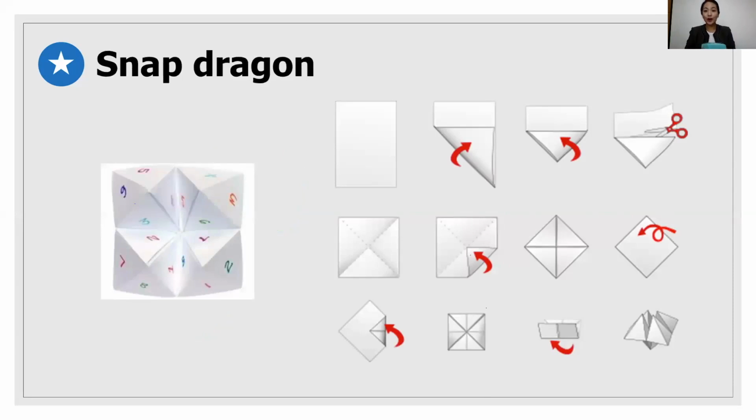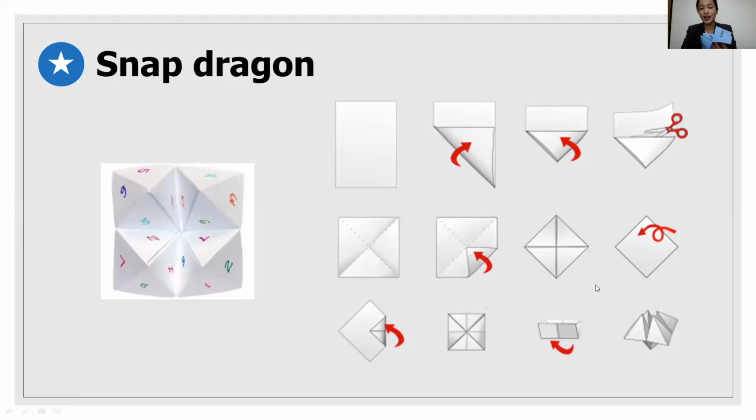And this is a snapdragon. It's called a fortune teller as well. I put this, how to make it. This is a rectangle, so you have to make a square first and then fold it. And then write down north, east, west, and south, and several words you want to say in the target grammar, okay? And then make it like this.